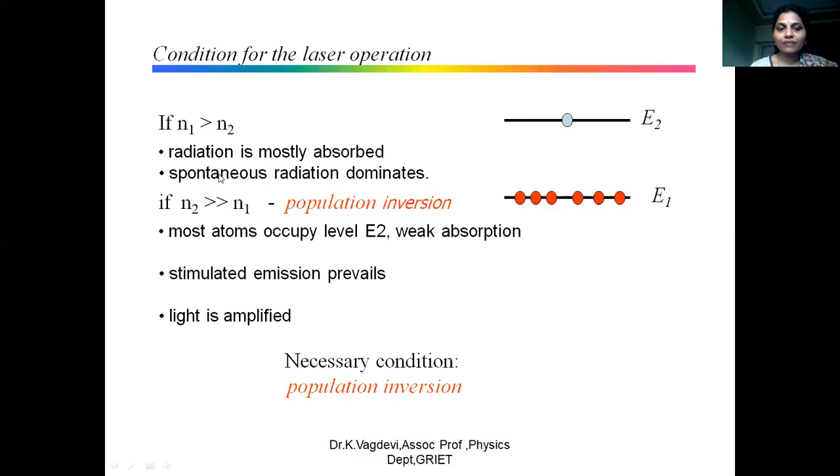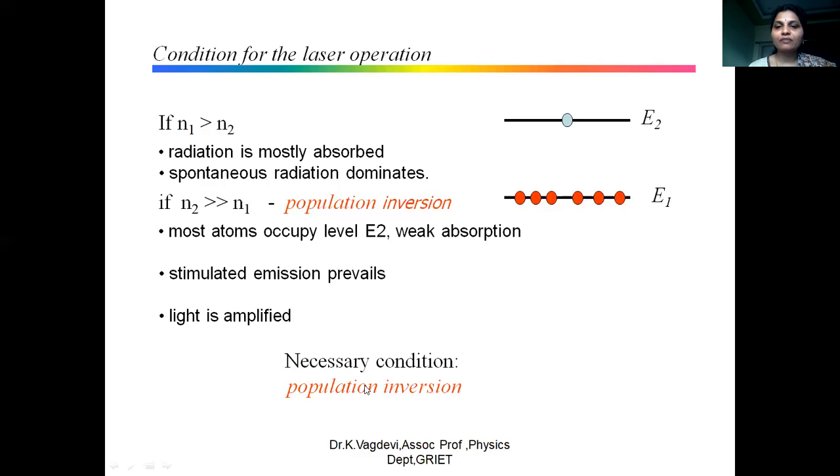Radiation is mostly absorbed when spontaneous emission dominates. But when we see the laser light, stimulated emission should be predominant when compared to spontaneous emission. So if N2 is greater than N1, most atoms occupy level E2 and there is weak absorption, stimulated emission prevails and light is amplified. That is known as population inversion.